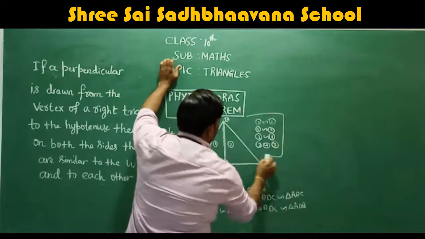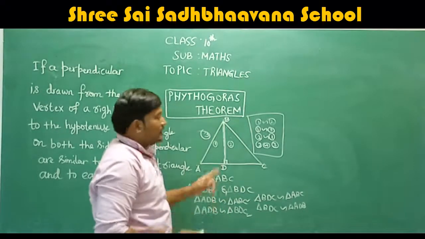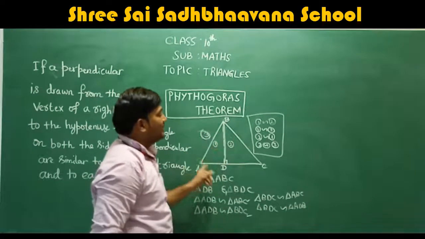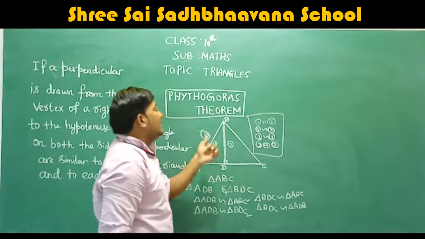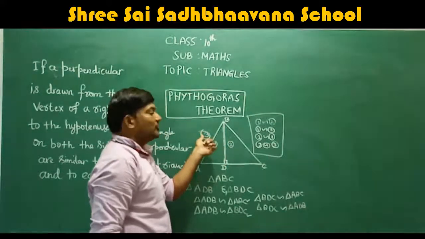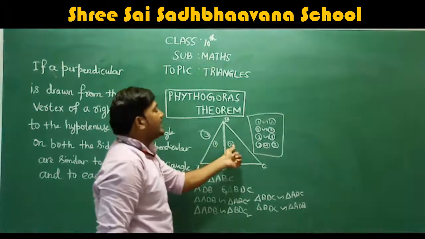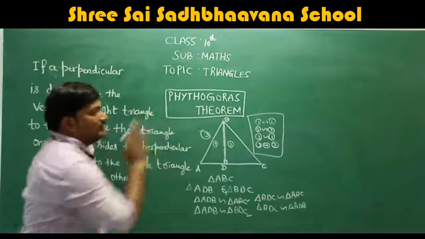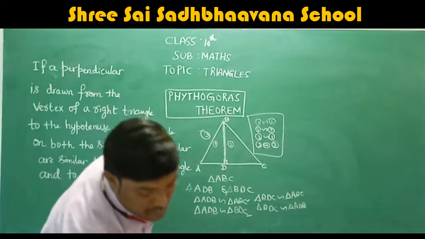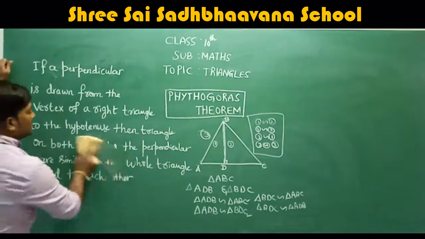You remember this. Two triangles are formed, correct? One triangle is ABD, the second I take as BDC, and the whole ABC I take as the third triangle. So triangle 1 is similar to triangle 2 and also to triangle 3. Next, triangle 2 is similar to triangle 1 and also to triangle 3. This is the theorem statement we discussed, and we are going to use it in the Pythagoras theorem proof.